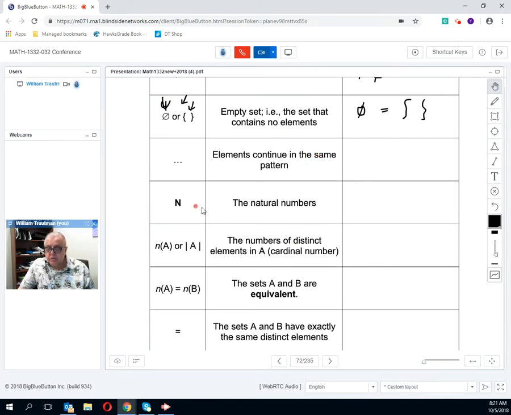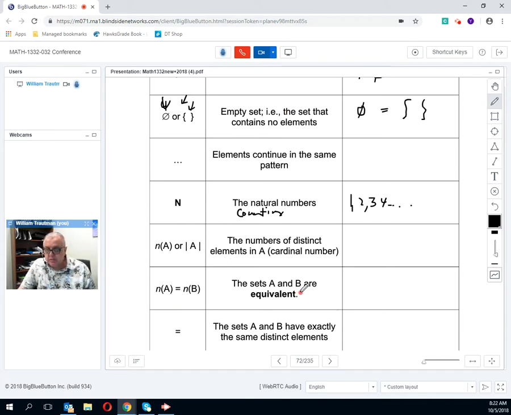Natural numbers. By the way, if you're not sure what a natural number is, they're also called counting numbers. Counting numbers are what you learn when you learn how to count, 1, 2, 3, 4 when you're a kid, and so on. Zero is not a counting number or a natural number. When you're a kid, you learn how to count naturally from 1, 2, 3. You don't start with zero.